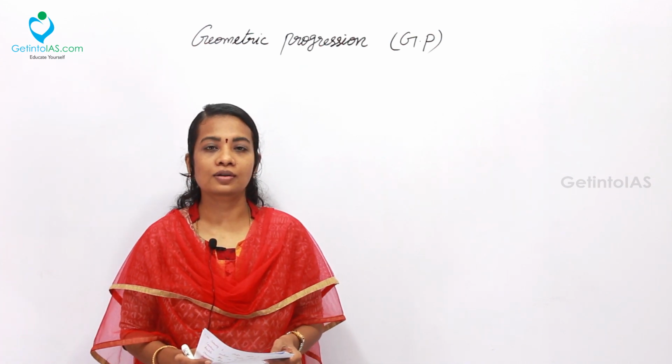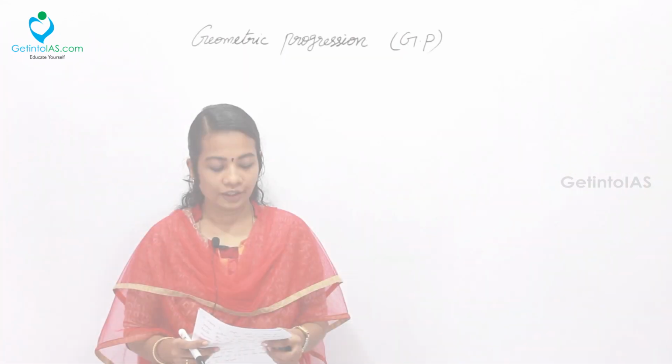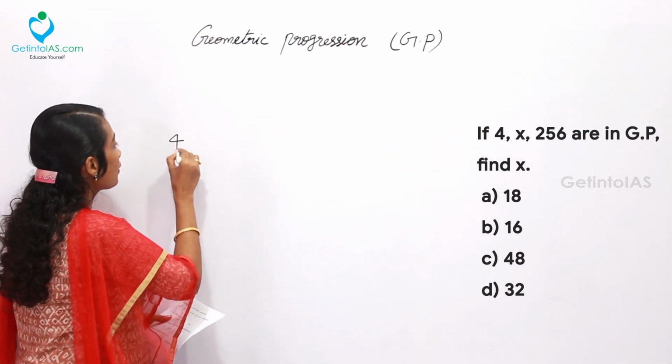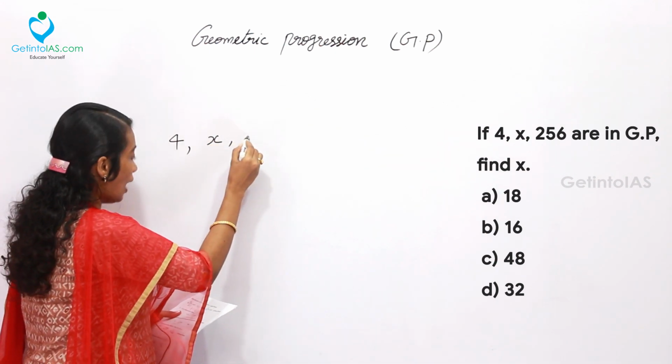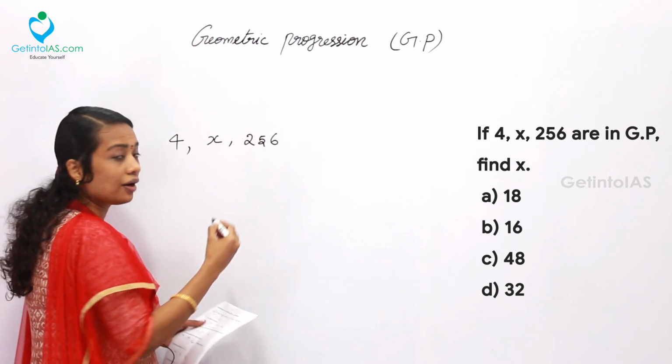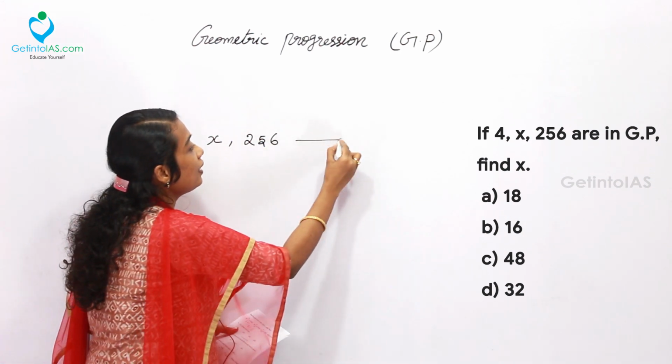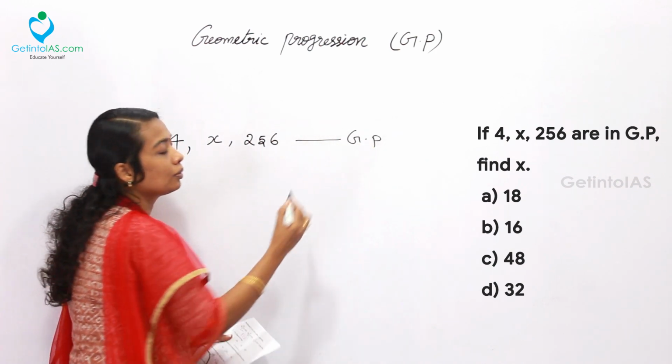Practice problems on geometric progression. The first question is, if 4, x, and 256 are in a GP, then you will have to find x. It is clearly stated this is in the form of GP.